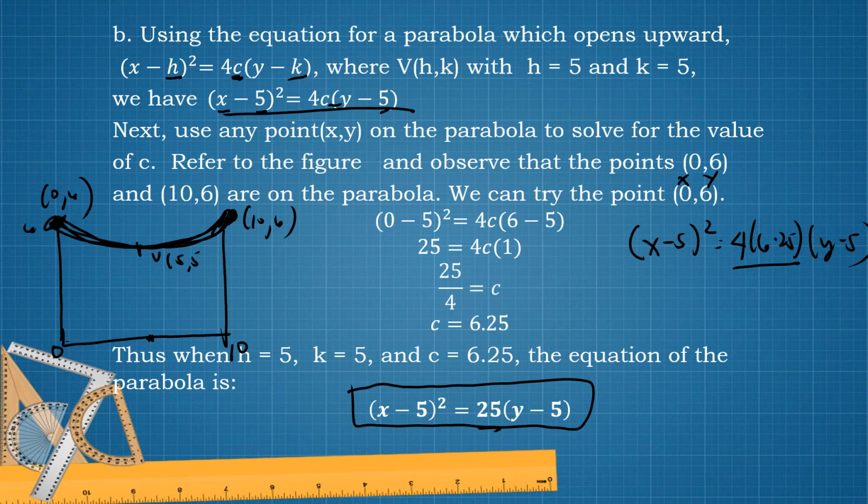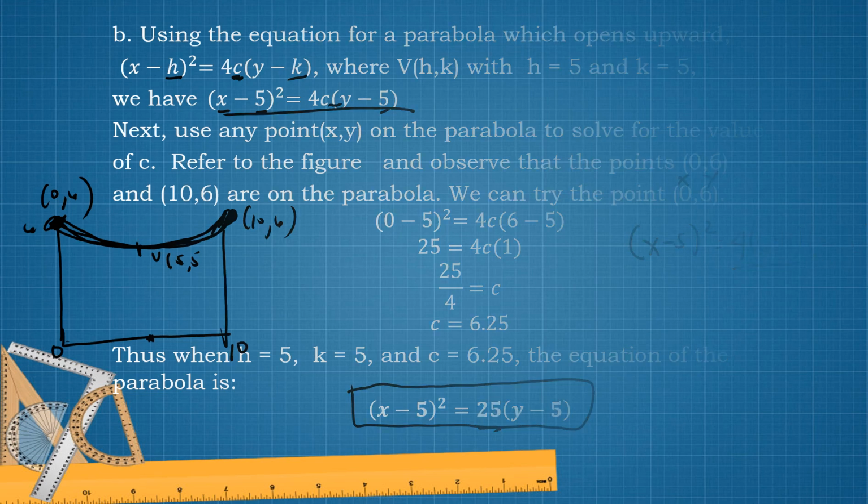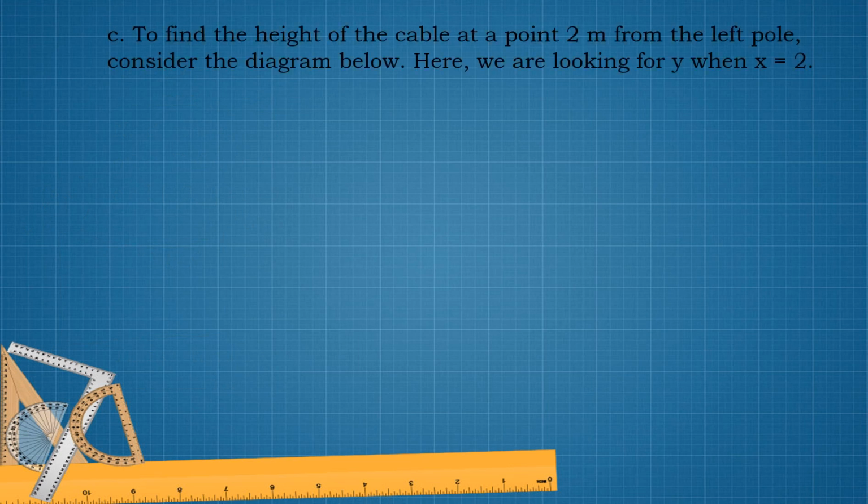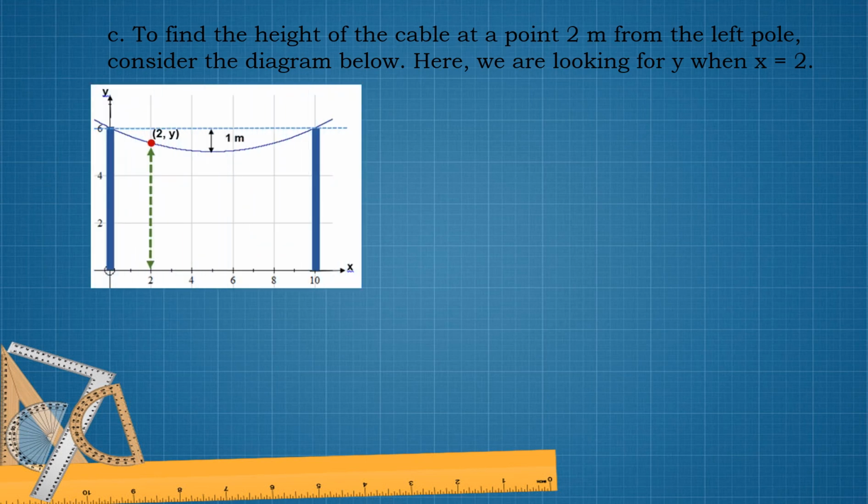Okay, now we're done with letter B. We're now going to proceed with the third question. On the third question, we're asked to find the height of the cable at the point 2 meters from the left pole. So let's consider the diagram below. So here is the diagram below. So ito yung diagram, makikita natin na ang hinahanap natin yung height ng cable at the point 2 meters from the left pole. So ito yung left pole, ang 2 meters from the left pole is this one.